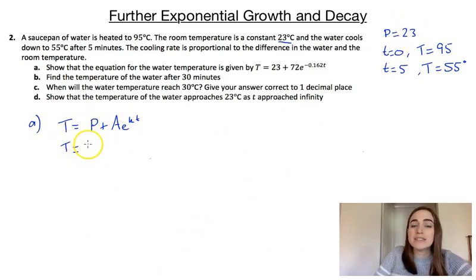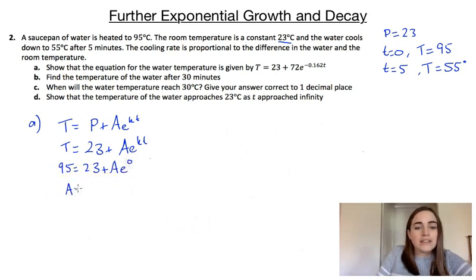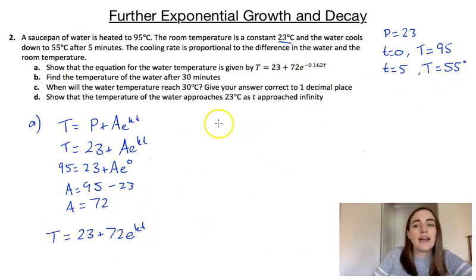So we already figured out that the P has to be the room temperature, because that's what we're looking at the difference between. So we've got 23 plus A e to the kt. And now we can use these 2 different pieces of information to figure out A and k. If we use our initial condition first, we've got 95 is equal to 23 plus A e to the 0, which means that A is going to be equal to 95 minus 23, which would give us 72. So our equation is going to be 23 plus 72 e to the kt. Now we can use this and sub in our second condition.